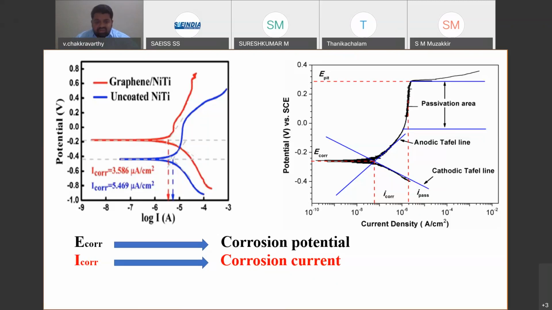Your material should act like an insulating material, or else it should act like a capacitor, so that the corrosion resistance would be higher. ECOR is nothing but the corrosion potential, ICOR is nothing but the corrosion current. If you want a material to be more corrosion resistant, then the ECOR value should be very high and the ICOR value should be very low. So let's see a couple of slides as well.